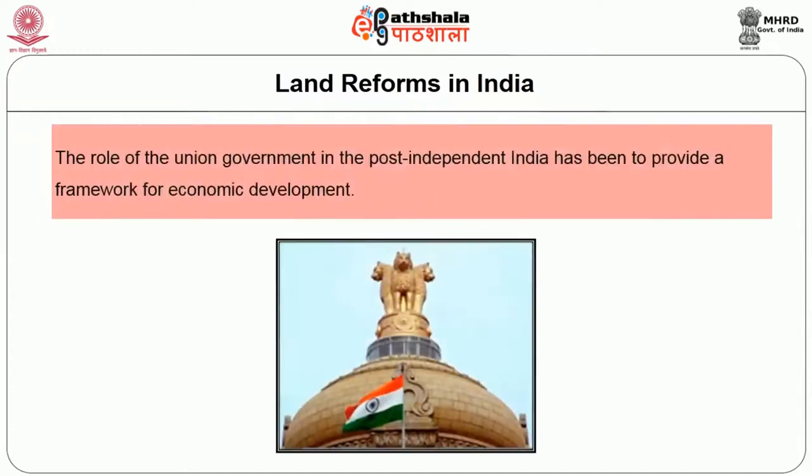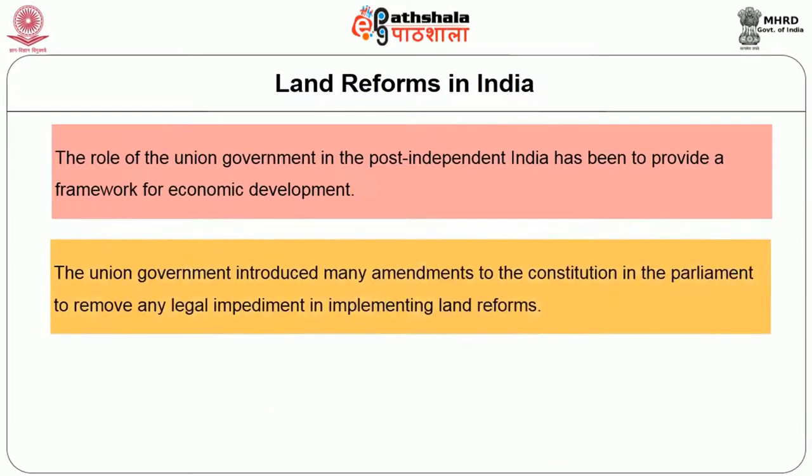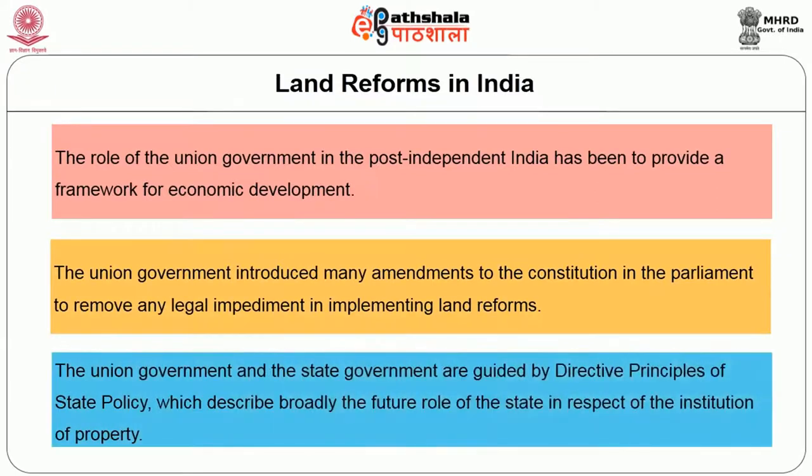The role of the Union government in post-independent India has been to provide a framework for economic development. The Union government introduced many amendments to the constitution in the parliament to remove any legal impediment in implementing land reforms. The Union government and the state governments are guided by the directive principles of state policy, which describe broadly the future role of the state in respect of the institution of property.